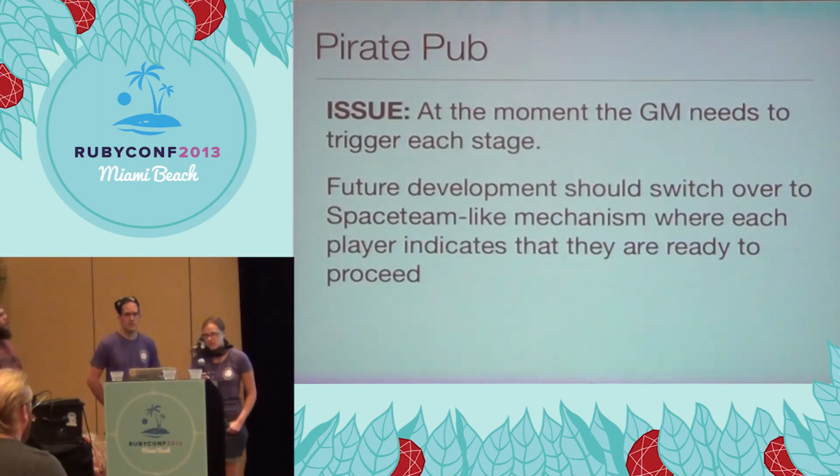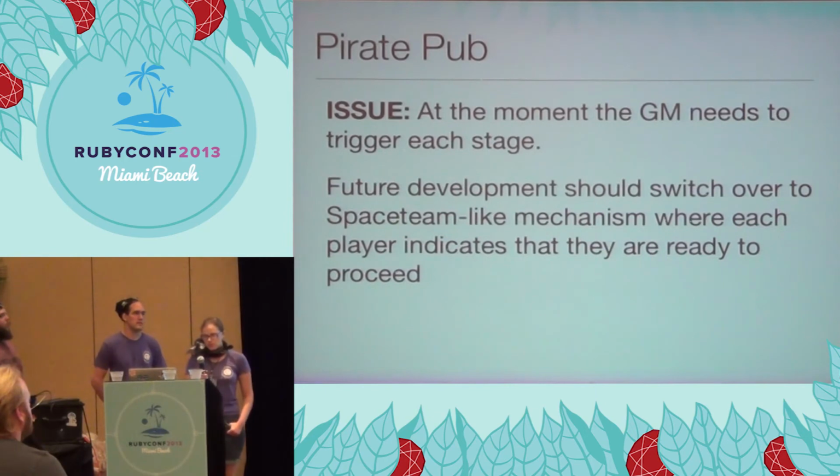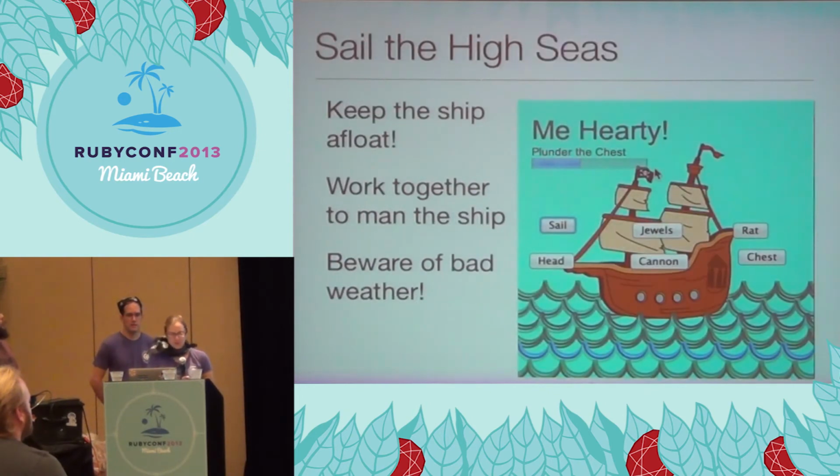So at this moment, the game master also needs to trigger each stage. In the future, we'd like to switch over to the sort of Spaceteam model where each player gets to indicate whether they're ready to proceed or not, but that just hasn't happened quite yet. So then, as you enter each stage, you need to work together to keep the ship afloat, man the ship, keep it headed in the right direction, and beware of bad weather.